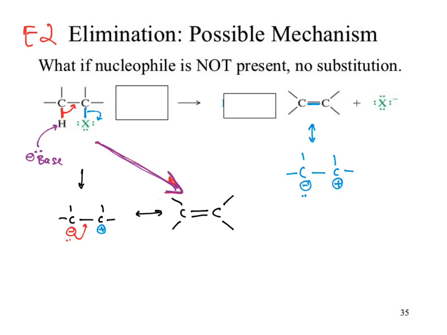We now have a strong base attacking the hydrogen, which removes the hydrogen from the structure. The electrons go to form the pi bond. At the same time we form the pi bond, we kick out the leaving group. We end with our elimination product. How many steps did this take? 1. Why is it E2? That's a good question for Monday.